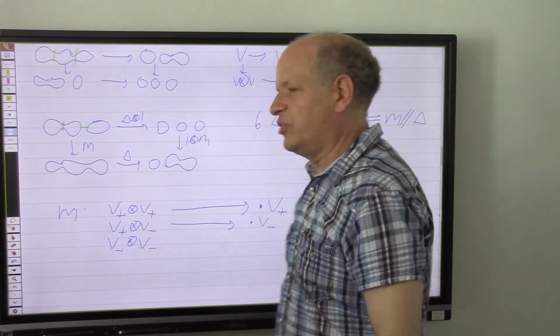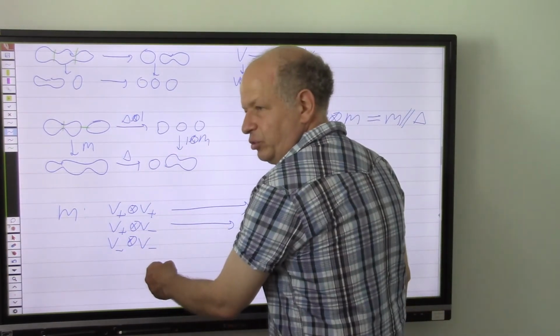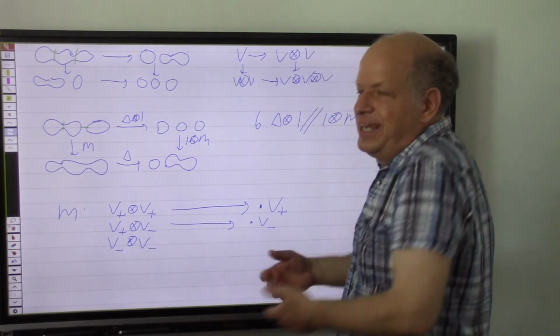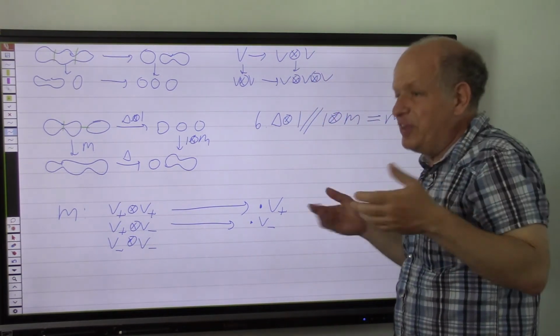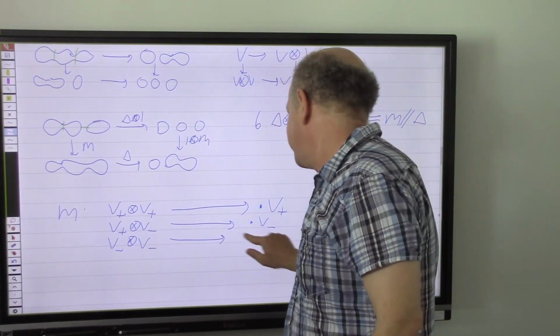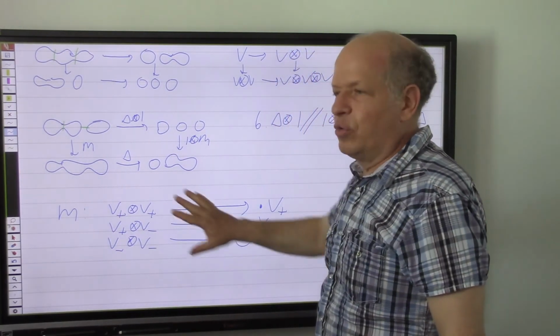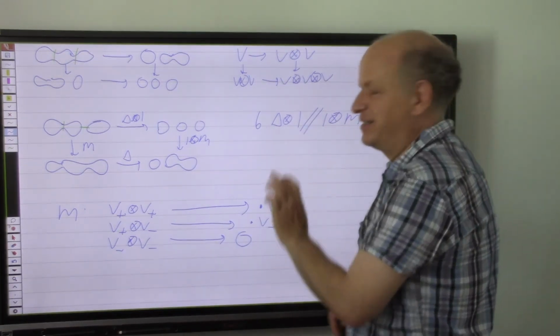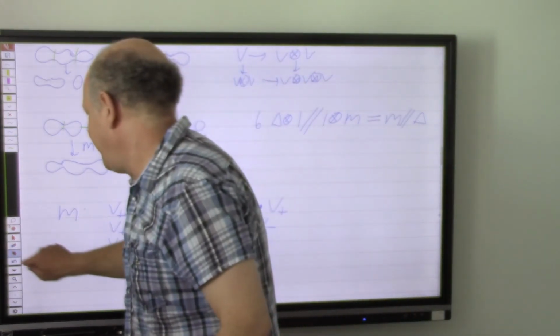V minus tensor V minus is of degree -2. Subtract 1, you get degree -3. In our vector space, there is nothing of degree -3. So this must go to 0. So we found M except for two undetermined coefficients. Now what about delta?